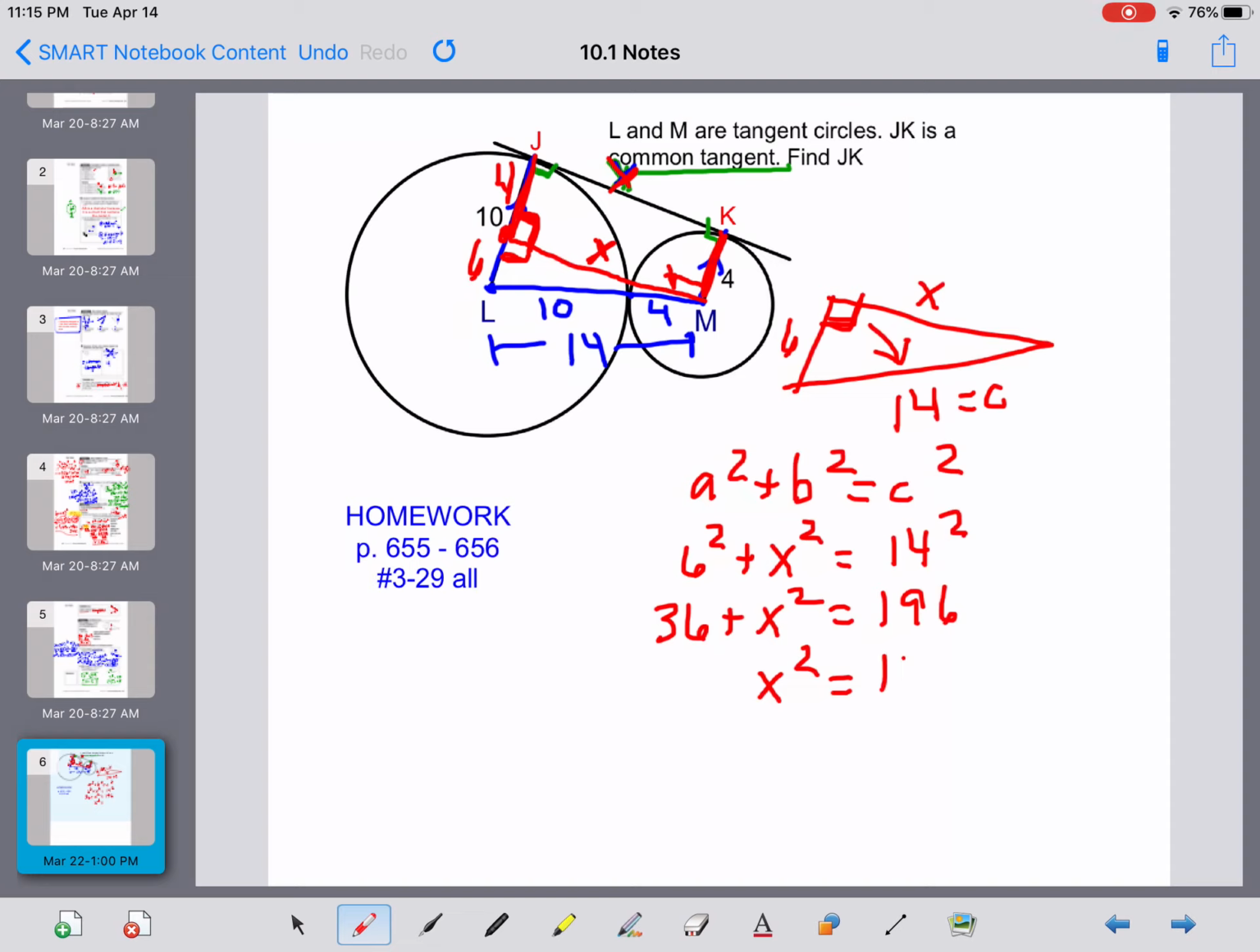And my last and final job is to take a square root here. Just so we know, this is not a whole number. Square root of 160, a little calculator help on that, and I will get 12.6. So if my length on this side is 12.6, then J to K will also be 12.6.